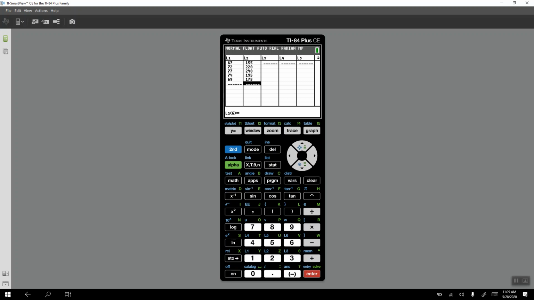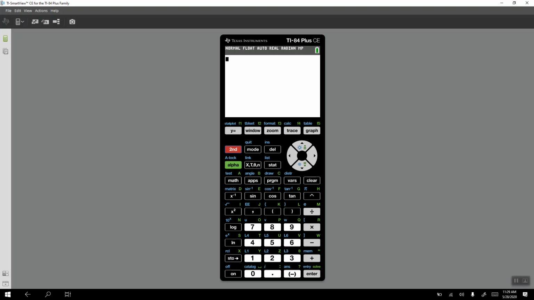Once you're done inputting them onto the lists, then you want to quit out of this screen. So we're going to press second, exit. All right, perfect. Don't hit second anymore. Perfect. All right, so what I'm going to do now is I'm going to run a linear regression t-test.